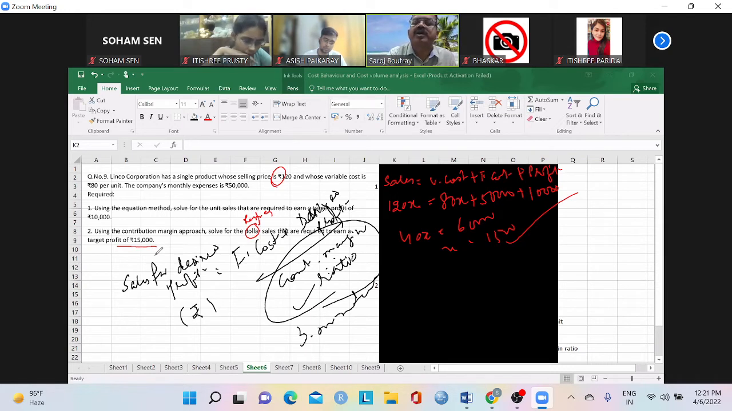Okay. So if I change it to 15,000, this will become another 5,000 divided by 40, 125. How many more units you have to sell? 125. So 1625 will be the answer, right? That is in units. In dollars, you have to find out using the formula. So let's see how it is done.